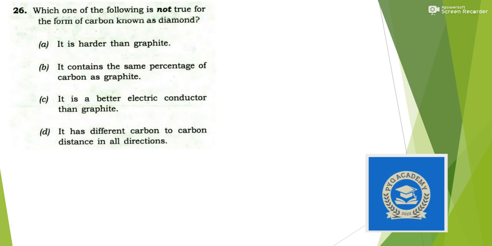Which one of the following is not true for the form of carbon known as diamond? So which of the following statements about diamond is not true? It is harder than graphite. Yes. It contains the same percentage of carbon as graphite. Suppose we don't know, let's move to the next option. It is a better electric conductor than graphite. This is totally not true, totally wrong, because we know that graphite is a conductor of electricity, but diamond is not. So it cannot be a better conductor than graphite. So definitely our answer is option C. No need to move further.